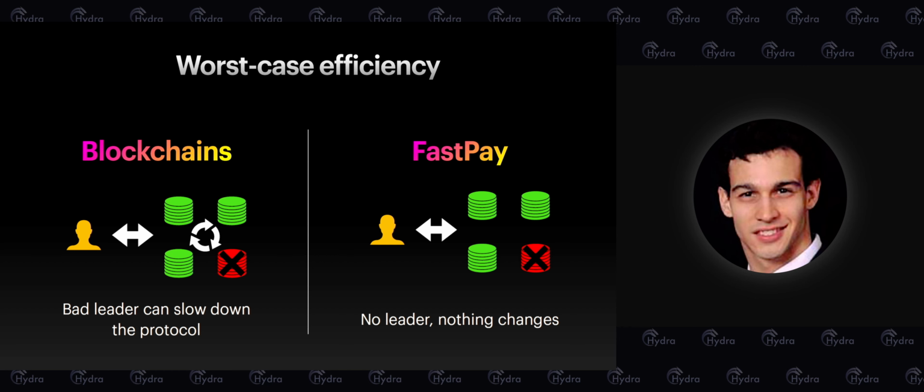So the worst case efficiency, we also test that. We tested what happens if we try to crash some nodes on the FastPay system. And here we realize something that may be obvious: since we have no leader, because there is no consensus going on, actually nothing changes. The performance is not degraded at all. Of course, if you kill too many nodes, more than f, then you lose liveness, the system does not work anymore. But on blockchain systems, depending on how they're implemented, if you have a bad leader, most of them will slow down.